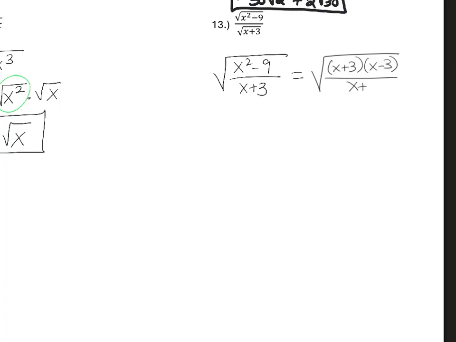Over x plus 3. What can I eliminate? Right, so I have this. I can cancel those because they're a common factor, which just leaves me with square root of x minus 3. There's nothing more that I can simplify here because nothing's a perfect square, plus it's 2 terms, so we are done here.